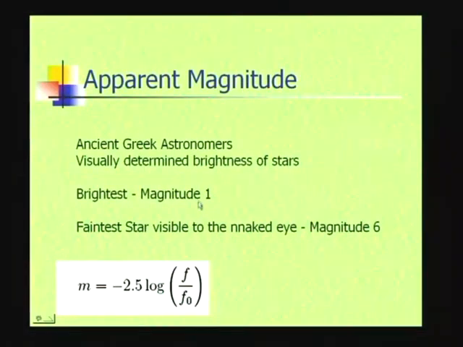They divided them into equal steps, as far as they could make out with their eye. So the brightest one was apparent magnitude 1. The faintest star that they could visually identify with the naked eye was magnitude 6, and the stars in between were divided equally into the entire magnitude range 1 to 6.